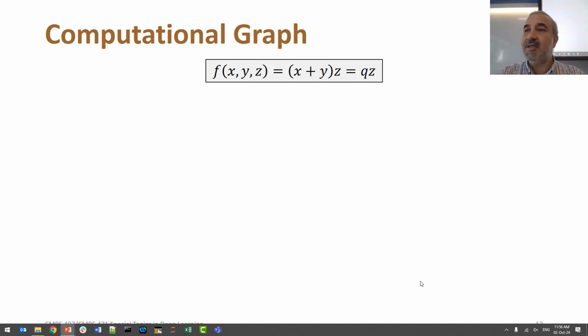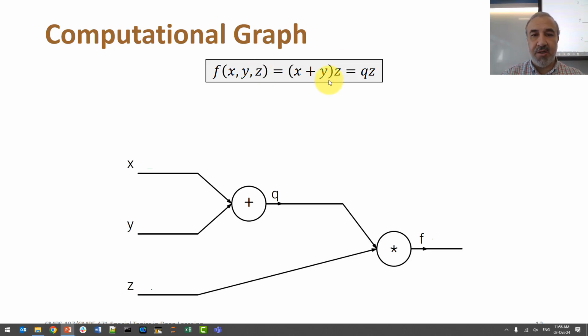To do that systematically, for any expression we will draw what we call a computational graph. What do you mean by computational graph? We will draw this expression to show how it actually is computed. We will start from the left with all the inputs. What are the inputs for this function? X, y, and z. And then one operation at a time, we will do the operations until we reach the final output.